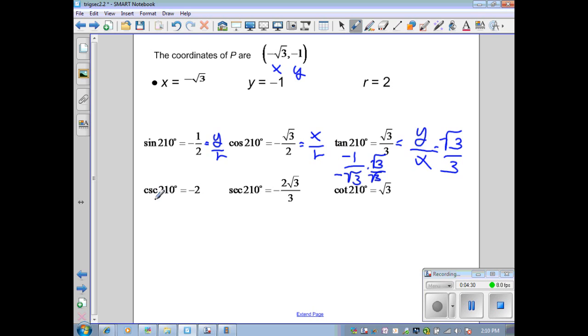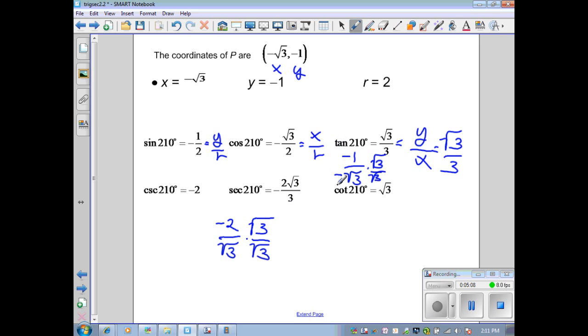Below, all we're going to do is take a look at the reciprocal functions of the original ones. So sine of 210, the reciprocal is cosecant of 210. That's the reciprocal of a negative 1 over 2, which is a negative 2. Cosine of 210, its reciprocal is the secant of 210, which is going to give me a negative 2 over the square root of 3. And when I rationalize, that gives me a negative 2 times the square root of 3, which is here, and the square root of 3 times the square root of 3, which is 3.